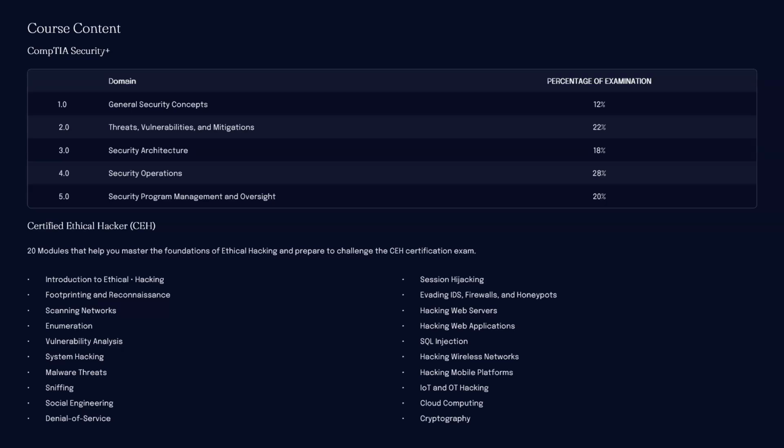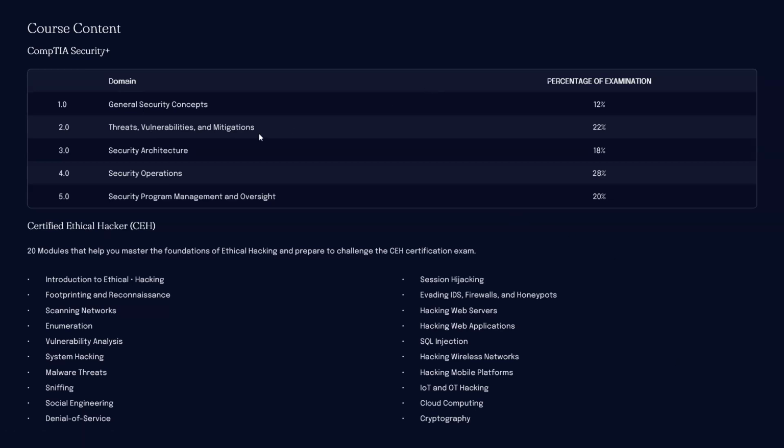Okay, so here you can see that on top we have the course content for CompTIA Security Plus. After that we have the course content for CEH. This is the CEH one, this is Security Plus. Let's discuss Security Plus first, and there is a percentage of examination as well.